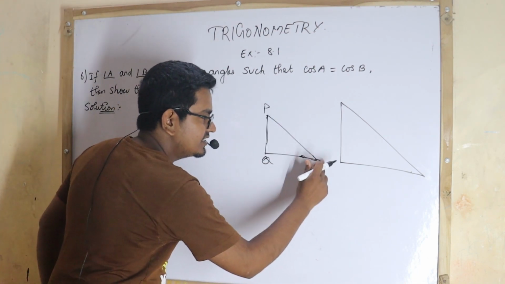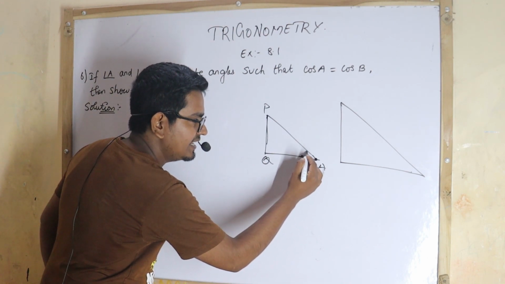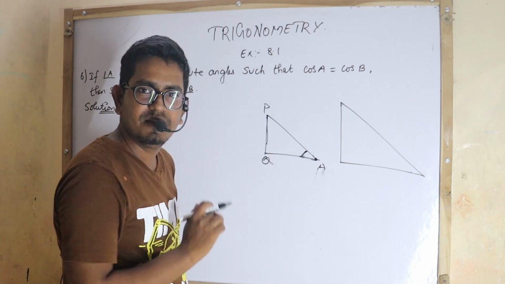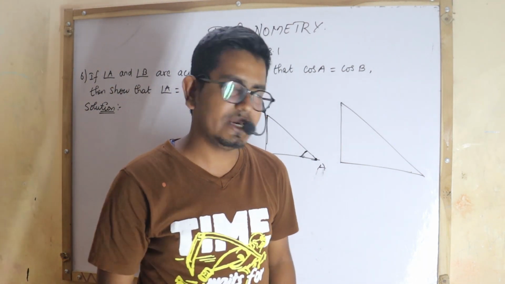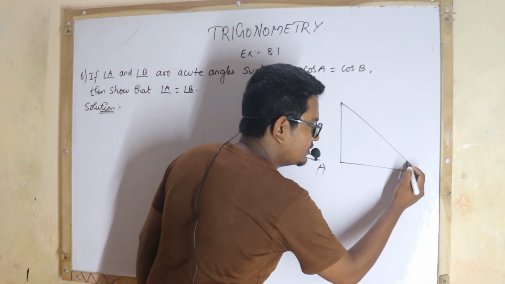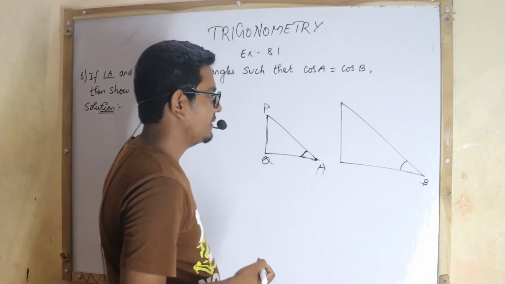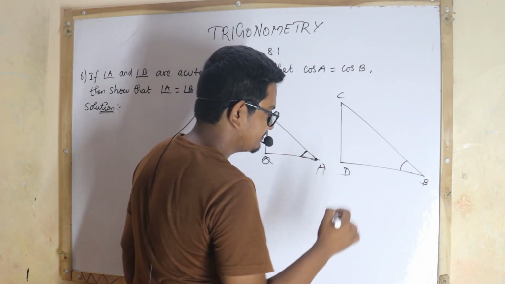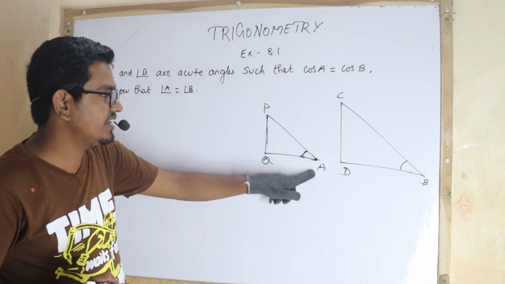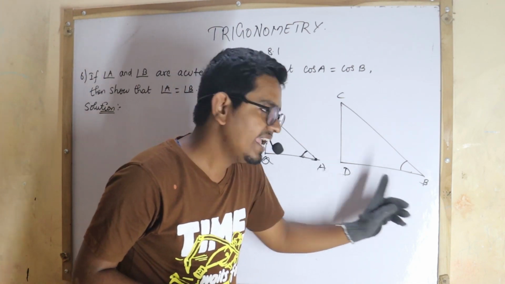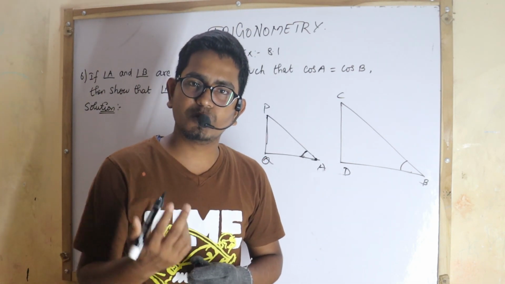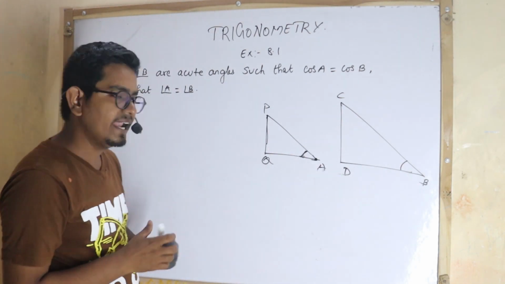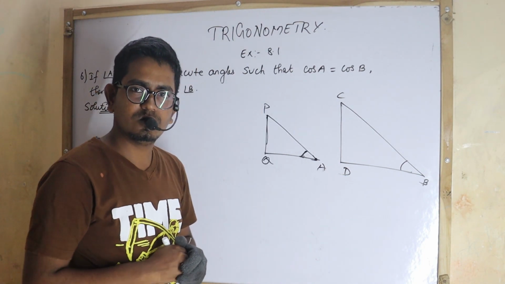These two lines make an angle here, and this angle is acute because it is less than 90 degrees. If the angle is less than 90 degrees, the angle is known as an acute angle. Likewise here, it is the acute angle, angle B. I am giving the alphabetical letters here. Let it be C and D, right? So we are having two acute angles, angle A and angle B. I assumed two right angle triangles, drew the angle A and angle B, and gave alphabetical letters to the vertices.